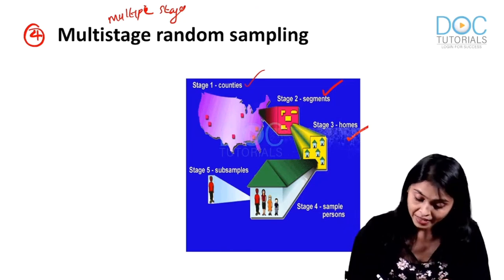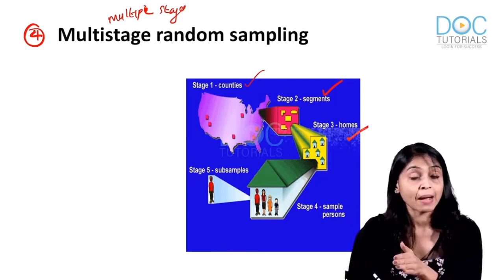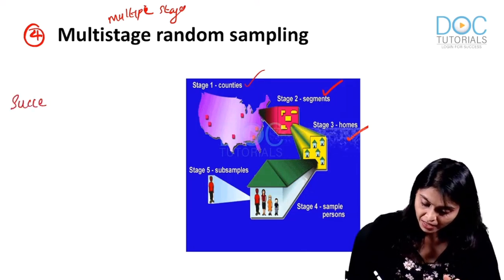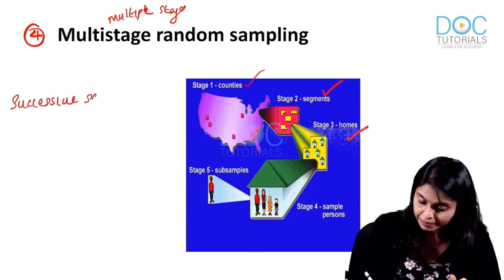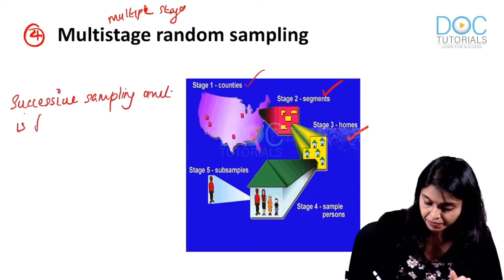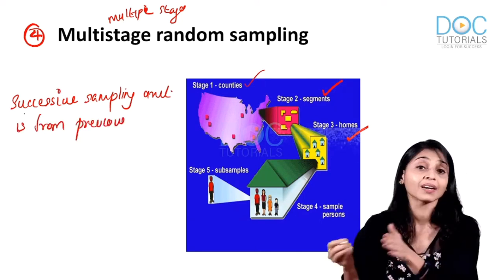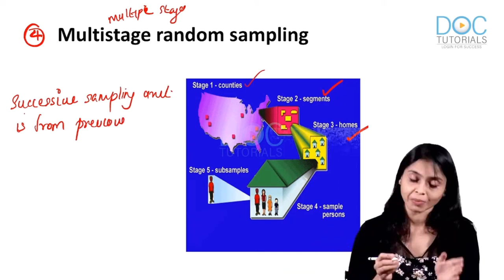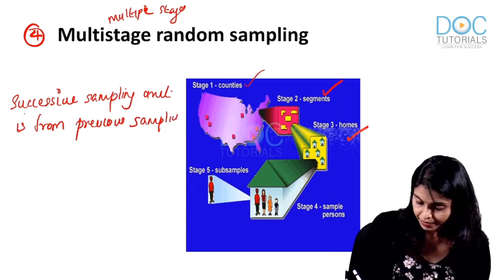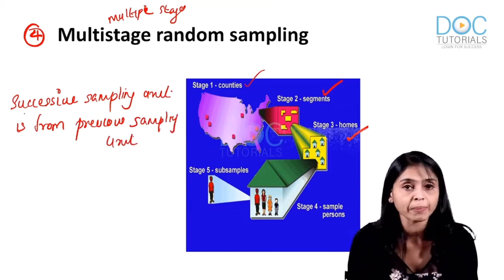Okay, here another MCQ is, see this picture is an MCQ. Successive sampling unit is from the previous sampling unit. That means third will be from second, fourth will be from third, like that. Successive is from the previous sampling unit. So this covers various types of random sampling methods.